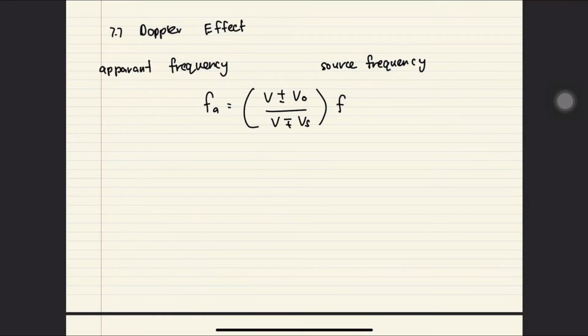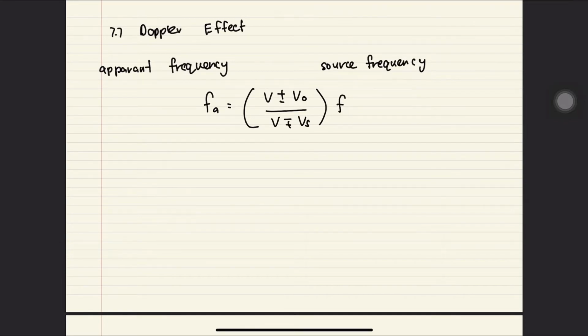Okay, hi everyone. In this video, I would like to discuss subtopic 7.7, Doppler effect. This is the last subtopic for this chapter. The Doppler effect is basically when you hear a frequency that is not the actual frequency due to the motion of the source or the object.